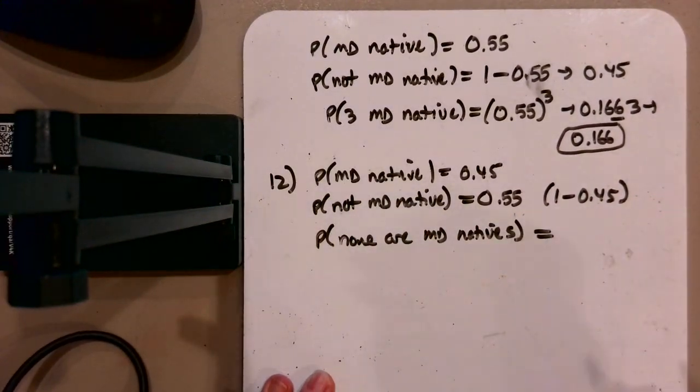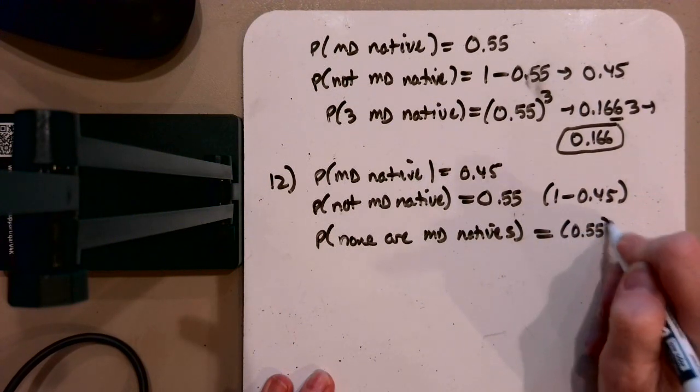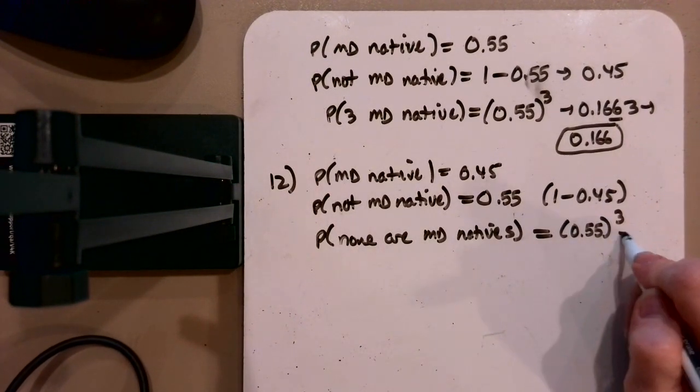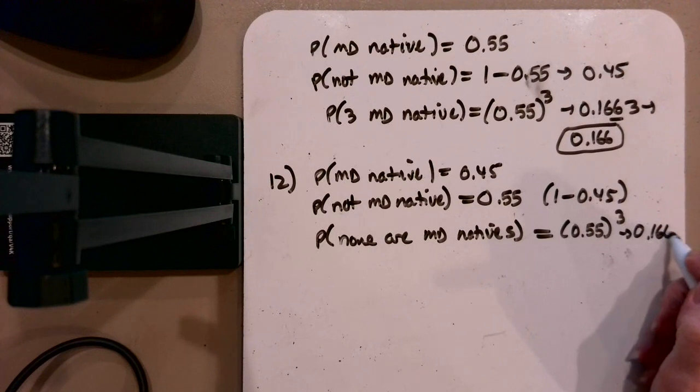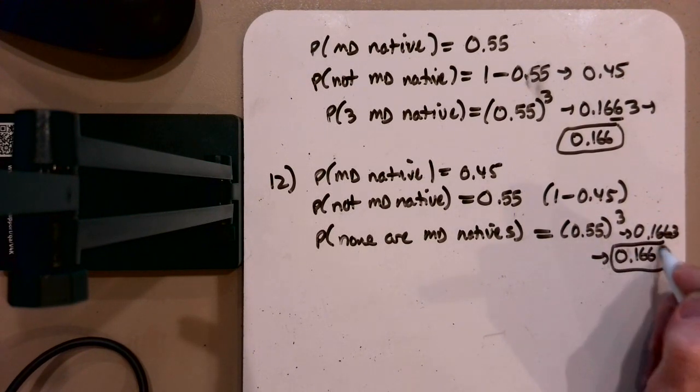So that means 3 non-natives. So a non-native and a non-native and a non-native, and is the multiplication rule. So if we take 0.55 to the 3rd power, that's going to give you 0.1663, again rounding to 3 decimal places, 0.166.